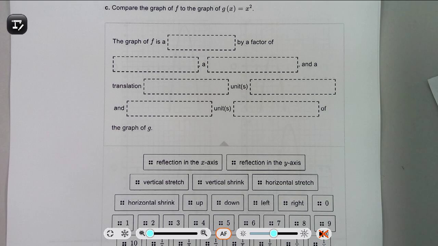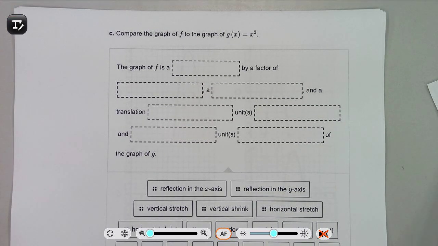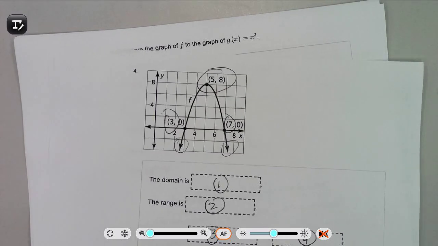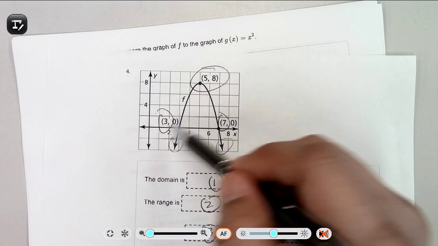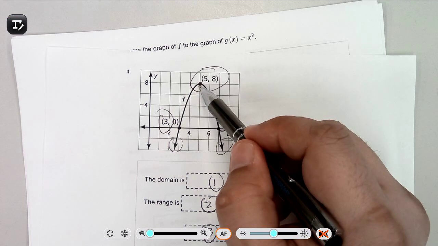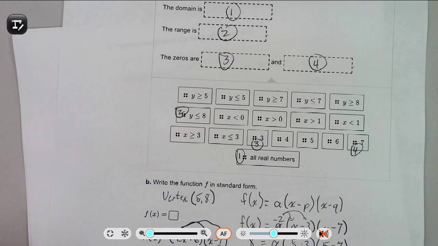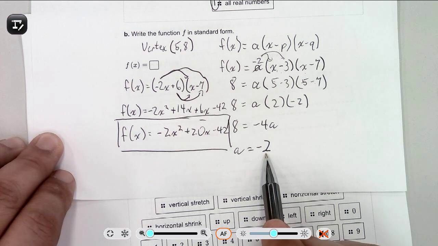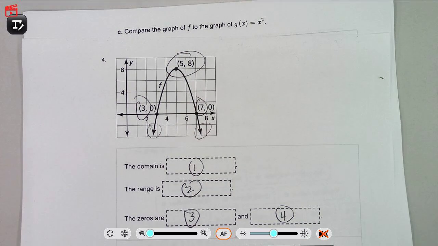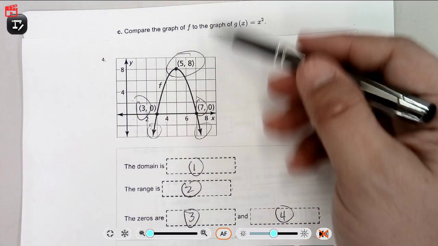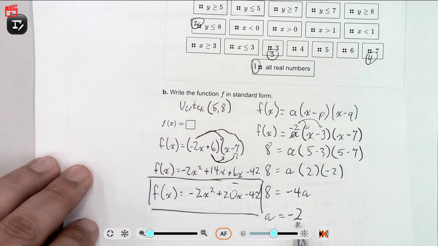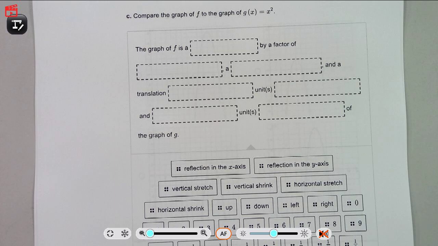On to number 5. No, we have another part of this. Apologies. Letter C. So we're going to compare this to the parent function. Well, let's go look at everything that's happened here. We have a translation, 5 right, 8 up, and it is a vertical stretch with a factor of 2, and it's reflected over the x-axis. So we've got two translations, a reflection, and a stretch. So let's see if everything is there.